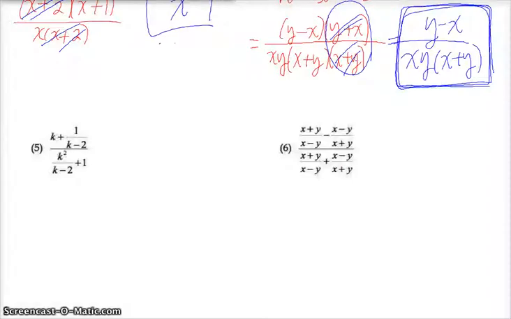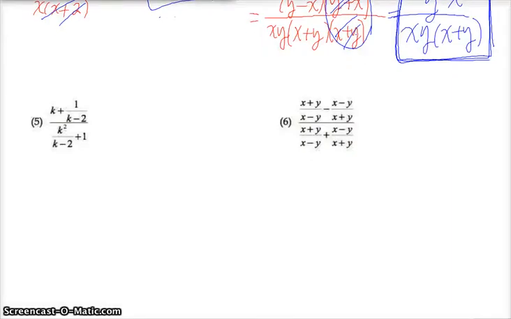Okay, let's try number 5. Okay, number 5 looks scary, but it's not. It looks scary, but it's not. Remember, these have a whole number of 1 underneath them. So very simply, what is the least common denominator? Well, the least common multiple or least common denominator is k minus 2 divided by k minus 2.